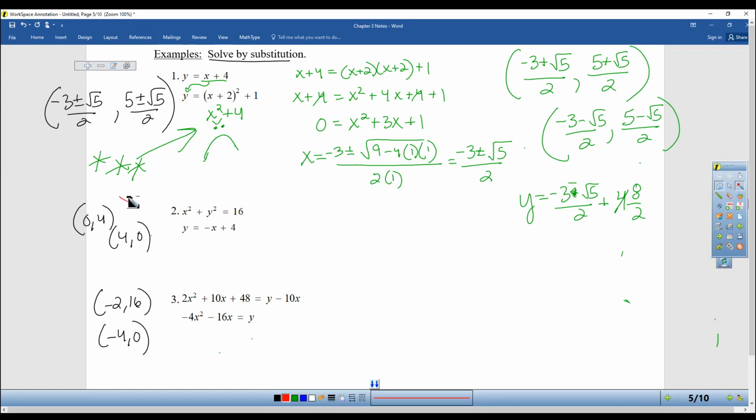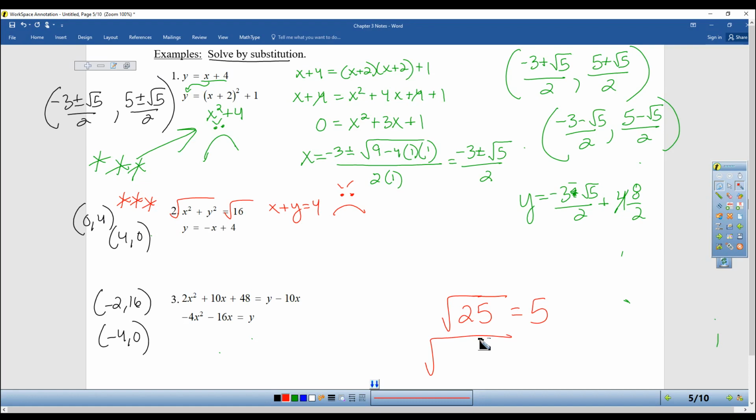Where's the mistake in this one? And keep pointing them out. Do not take the square root of both sides and write x plus y is equal to 4. Bad. Okay? Think about this. The square root of 25, we know is 5, right?